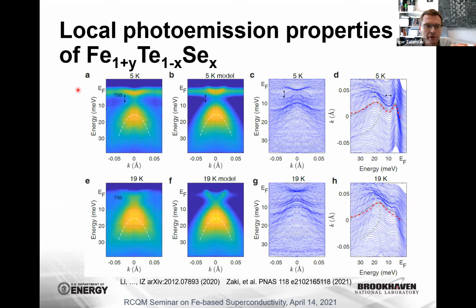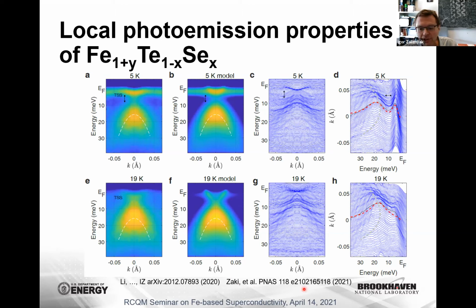Each spectrum was modeled by fitting to a spectrum containing 3 features: the bulk band feature, the topological surface state feature, and the superconducting condensate feature. The intensities of these 3 features were fitted for each spectrum. This is a color plot of the typical fit at 5 Kelvin. This is a color plot of the typical fit at 19 Kelvin, above the superconducting transition temperature. This is just to show that there is a gap in the topological surface state that opens upon entering the superconducting state.